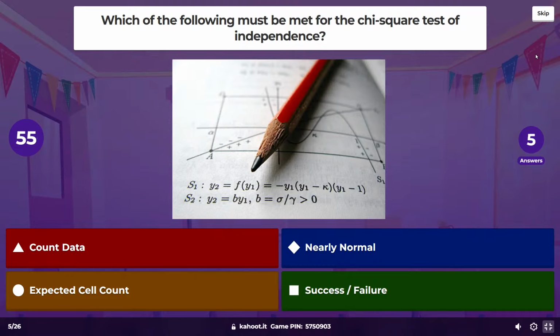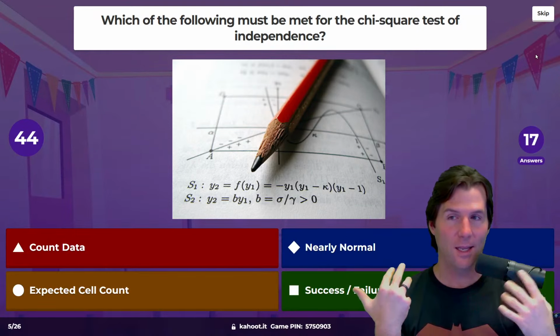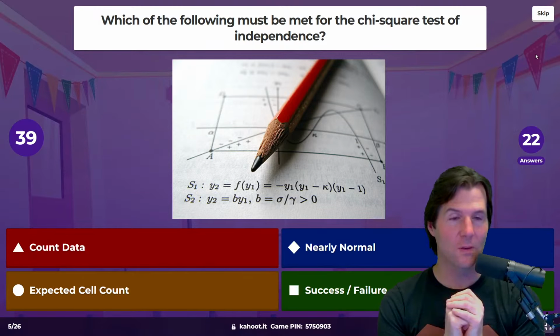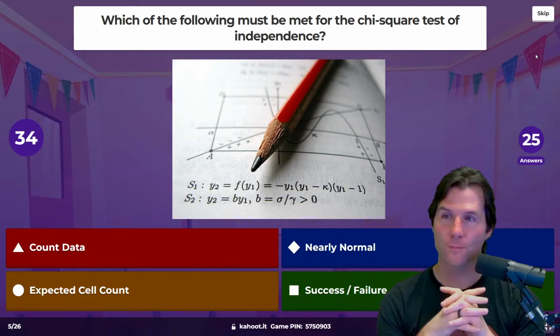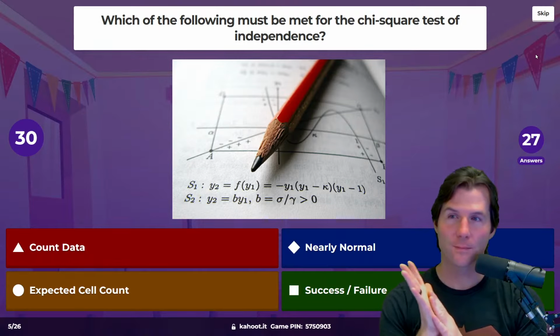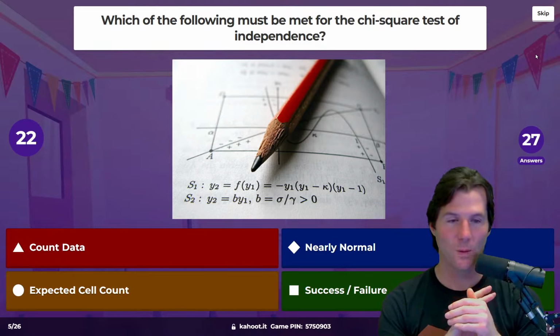Which of the following must be met for the chi-squared test of independence? How do we write the null? What would the null hypothesis be for athletes and liking K-pop? What would be the null hypothesis for athletes and K-pop? Who knows?